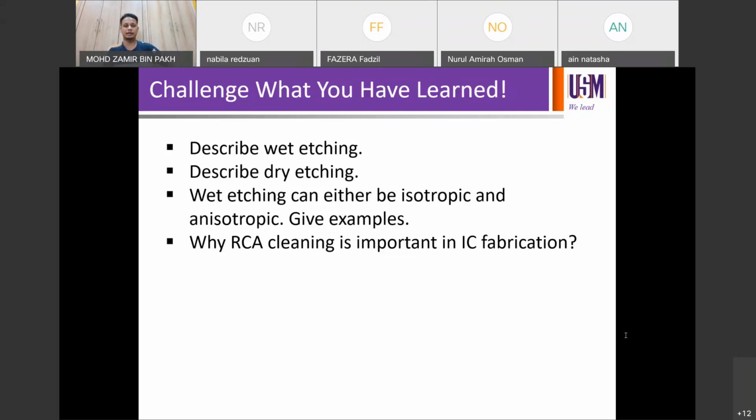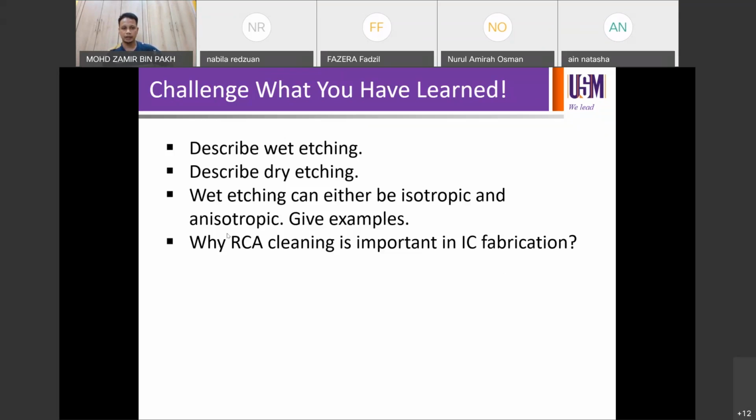So give one example of isotropic wet etching. Aniza, etch in multiple directions, yep, but with equal etch rate, okay? The answer, you should complete that with equal etch rate. So what is the example of isotropic wet etching? Give me one example. HF, right? HF is one isotropic wet etch.